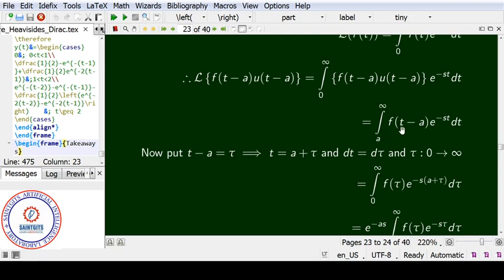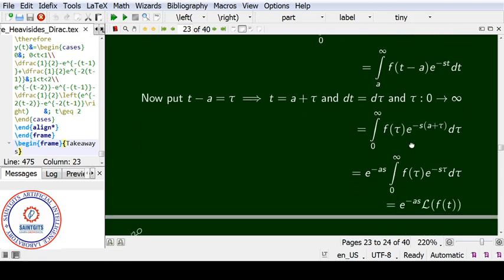Then I put a transformation t minus a is equal to tau, and therefore t is equal to tau plus a. Then we take differential on both sides. I get dt is equal to d tau, and when we put the lower limit a for t, tau is equal to a minus a, which is 0, and I put upper limit infinity for t, infinity minus a is again infinity, so the upper limit of tau is infinity again. Putting in this limit and transformation, integral 0 to infinity f of tau e raised to minus s into a plus tau d tau.